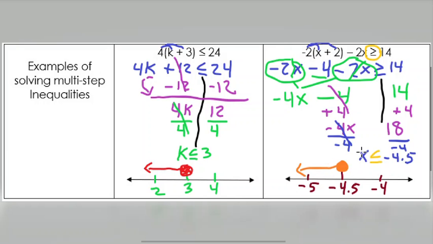So in conclusion, solving inequalities is just like solving equations. The only difference is when you divide by a negative, like we did in this situation, we have to make sure we flip our inequality sign. All right? And the other difference is we can graph inequalities on a number line. And we show that by using arrows. So if it's less than, it gets pointed to the left. If it's greater than, it would get pointed to the right.